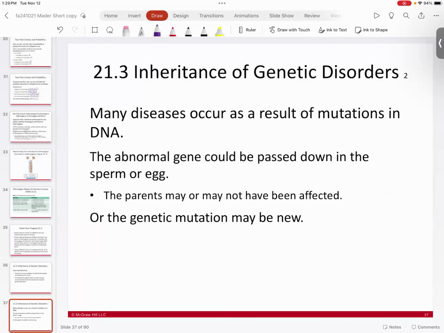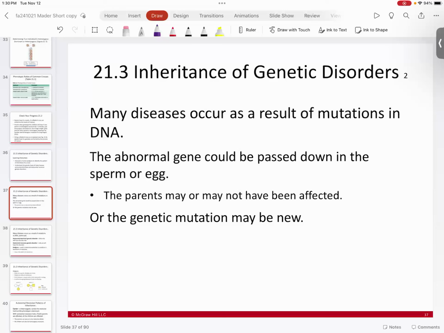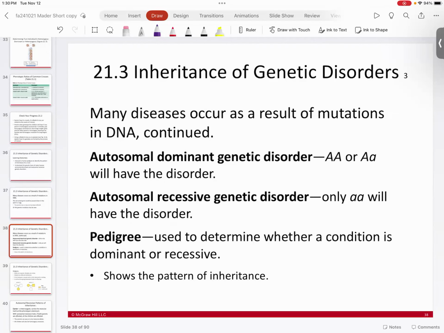Okay. Let's go ahead and take a look at some genetic disorders now. There's a lot of different diseases that can result from mutations. For instance, a mutation is essentially an abnormal gene. It can be passed down through sperm and egg, just like any other gene. Because this is in the sex cells, it doesn't necessarily mean the parents have any diseases. They could be carrying these mutations around in their genome without even knowing it.